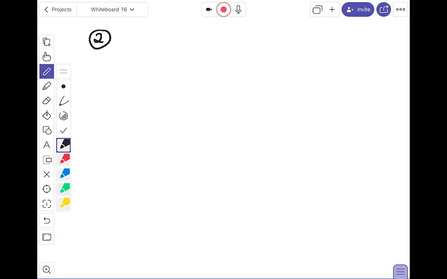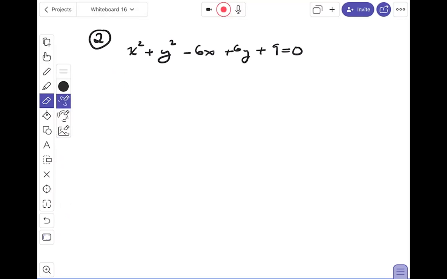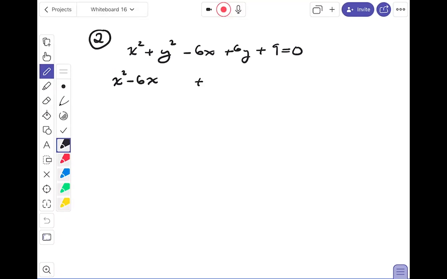Fairly simple questions, typically, if you've understood what we presented to you. Now, number 2 says find the center and radius of the circle whose equation is x squared plus y squared minus 6x plus 6y plus 9 equals 0. Well, I got to get into the standard form. I'm a little too fast for that. I'm going to collect the x's together, that's x squared minus 6x, and the y's together, that's y squared plus 6y, and put the constant on the other side, which would be minus 9.